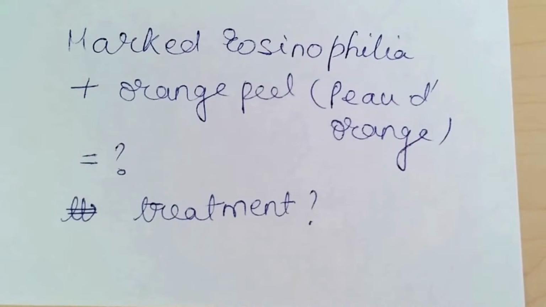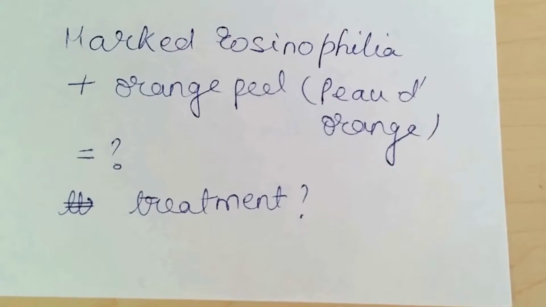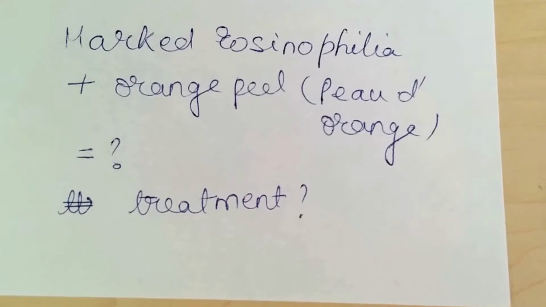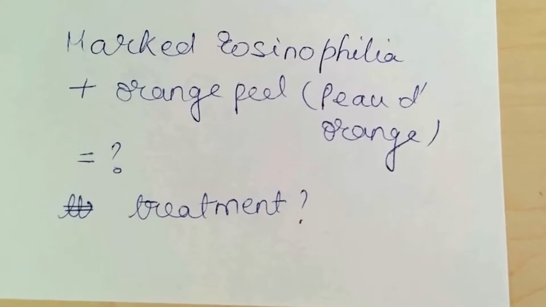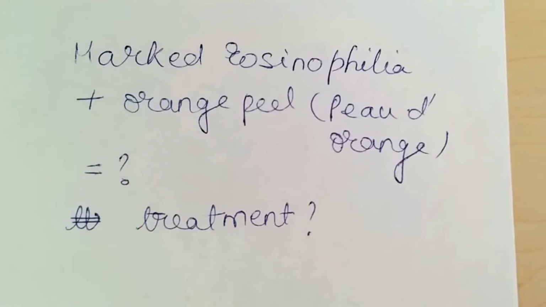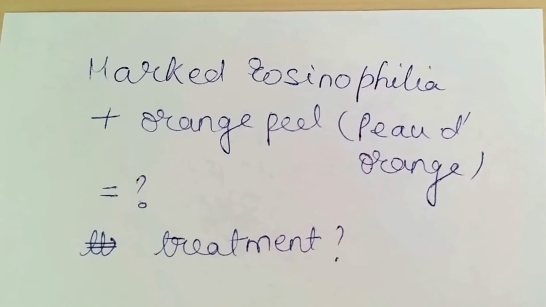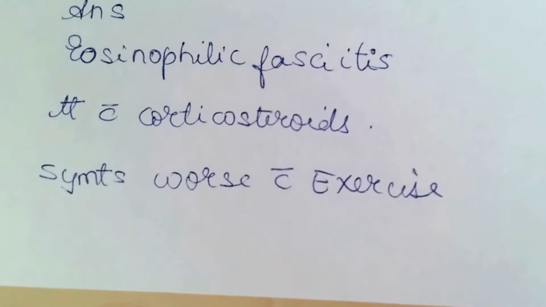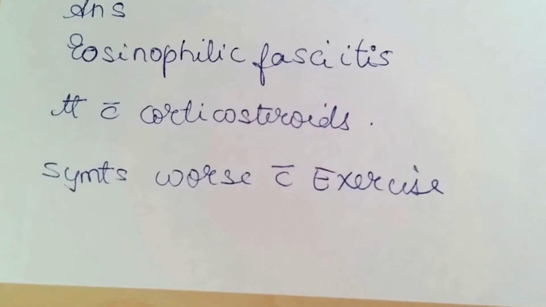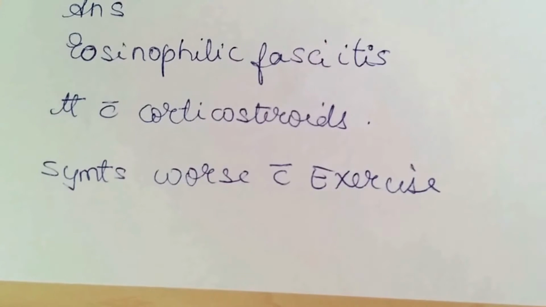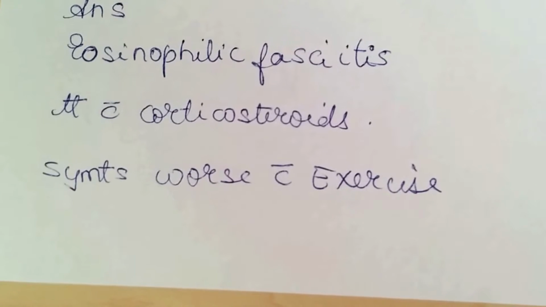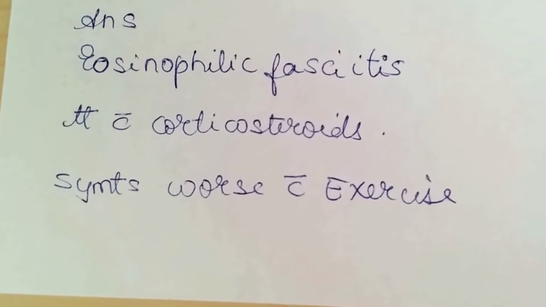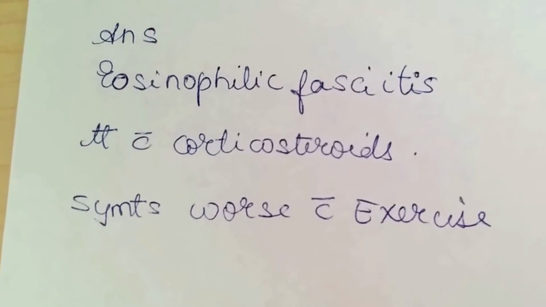If the patient has marked eosinophilia and peau d'orange, or orange peel appearance, what is it called and what will be the treatment? A patient with marked eosinophilia and orange peel appearance. The answer is eosinophilic fasciitis. You treat eosinophilic fasciitis with steroids. Symptoms of such patients with eosinophilic fasciitis worsen with exercise.